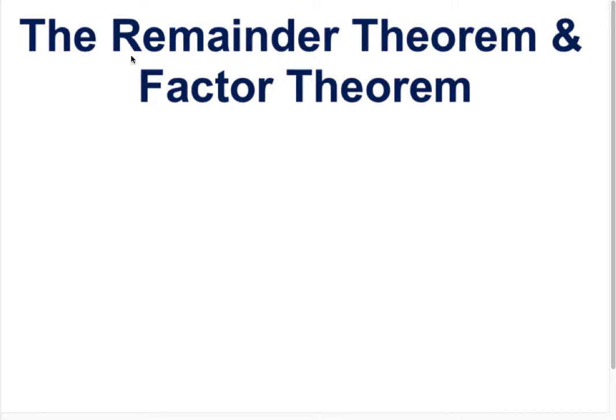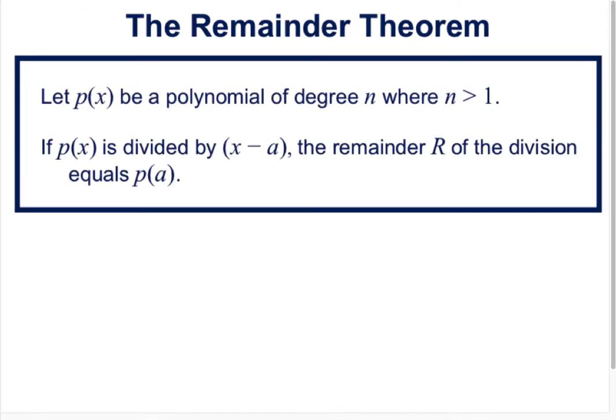So in this video, I will mainly talk about the remainder theorem, and in a separate video, I'm going to talk about the factor theorem. Okay, so let's start. By definition, the remainder theorem is: if p of x, which is a polynomial, is divided by x minus a, then the remainder r of the division equals p of a. Okay, so let's explore what that means.